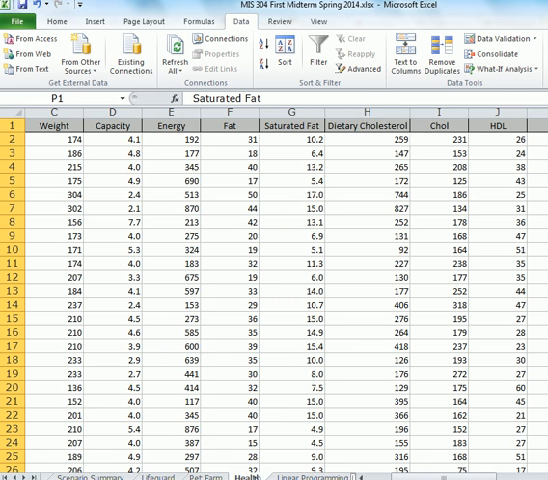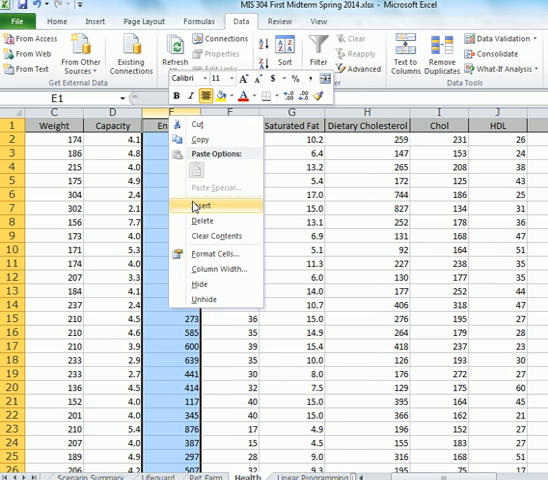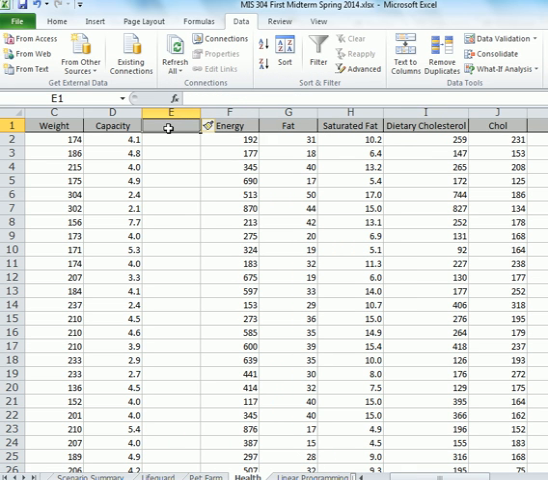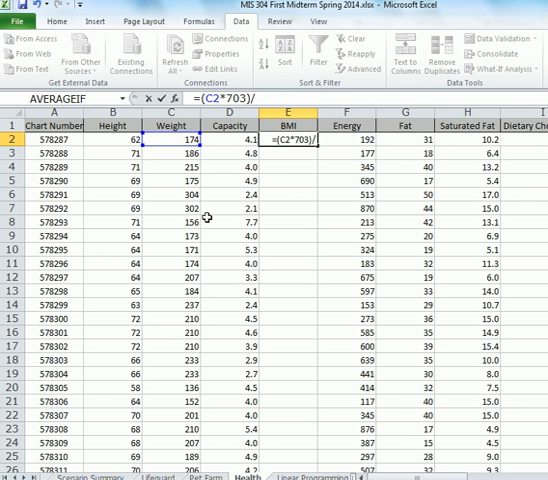This one asks you to insert a new column called the BMI. And the BMI is equal to the weight multiplied by 703 divided by the height to the power 2.